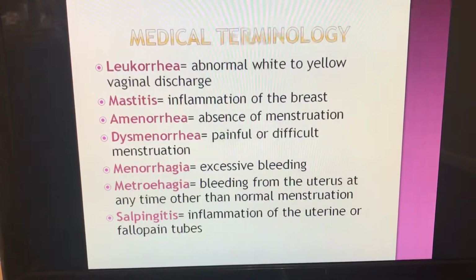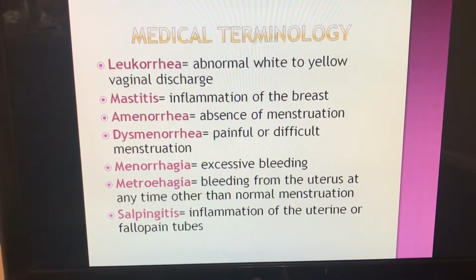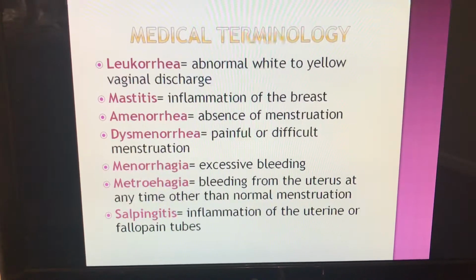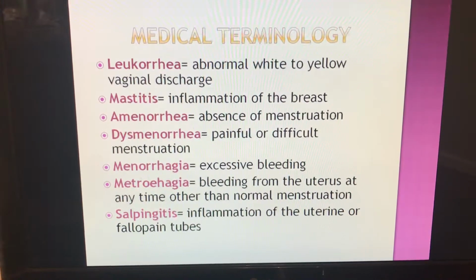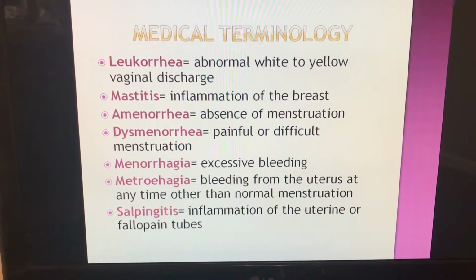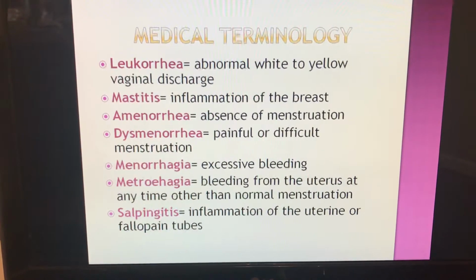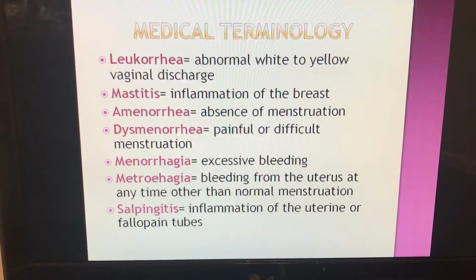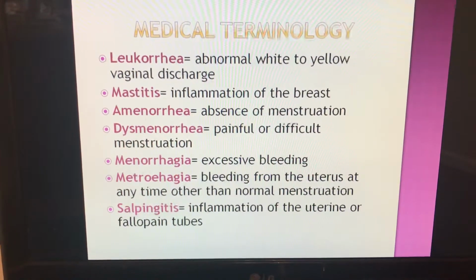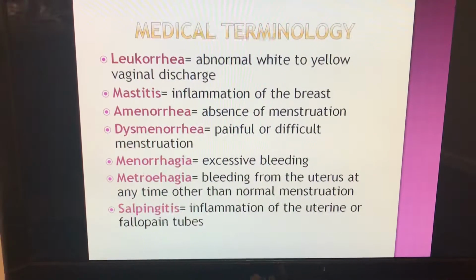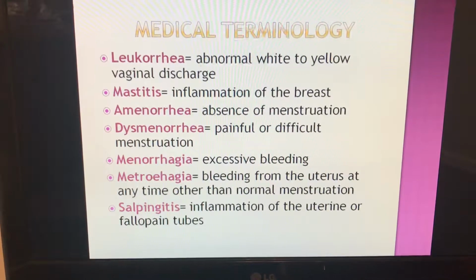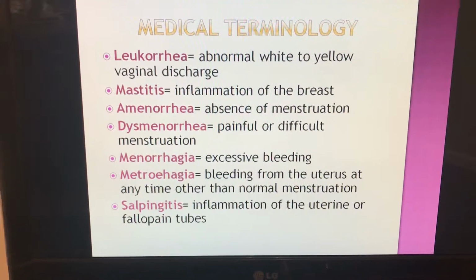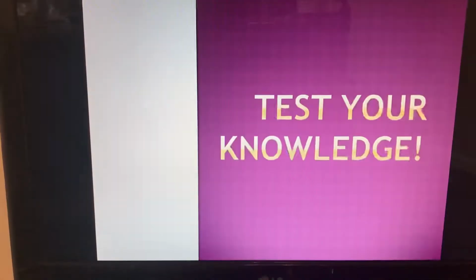Leukorrhea is an abnormal white to yellow vaginal discharge. Mastitis is inflammation of the breast. Amenorrhea is absence of menstruation. Dysmenorrhea is painful or difficult menstruation. Menorrhagia is excessive bleeding. Metrorrhagia is bleeding from the uterus at any time other than normal menstruation. And salpingitis is inflammation of the uterine or fallopian tubes.